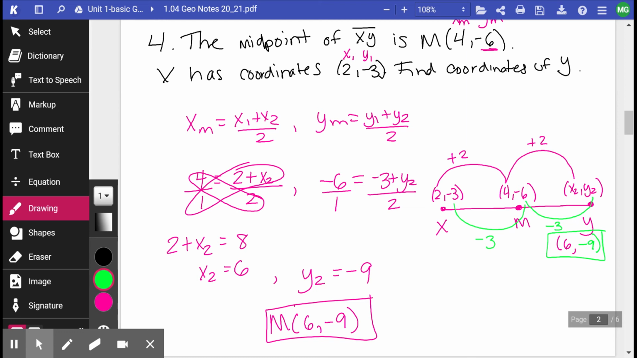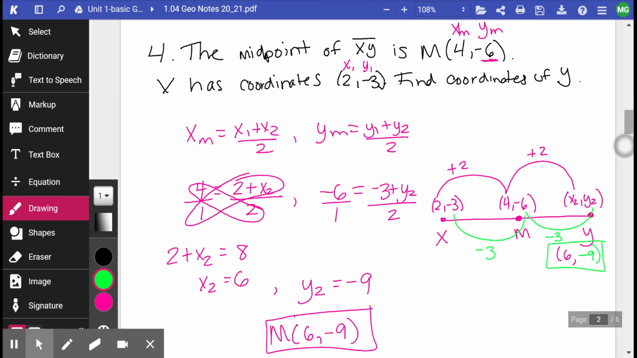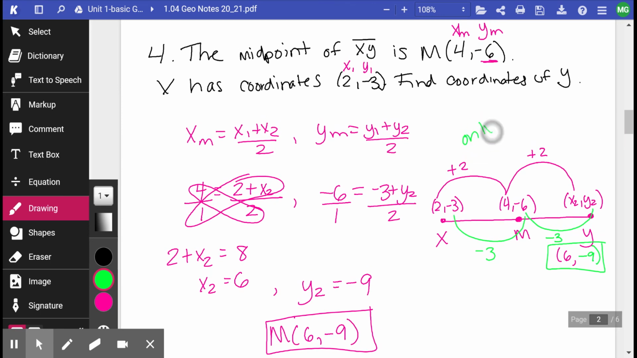And then using this, we usually call this the rainbow method. You can use the rainbow method to check your answer, but only use it to check.